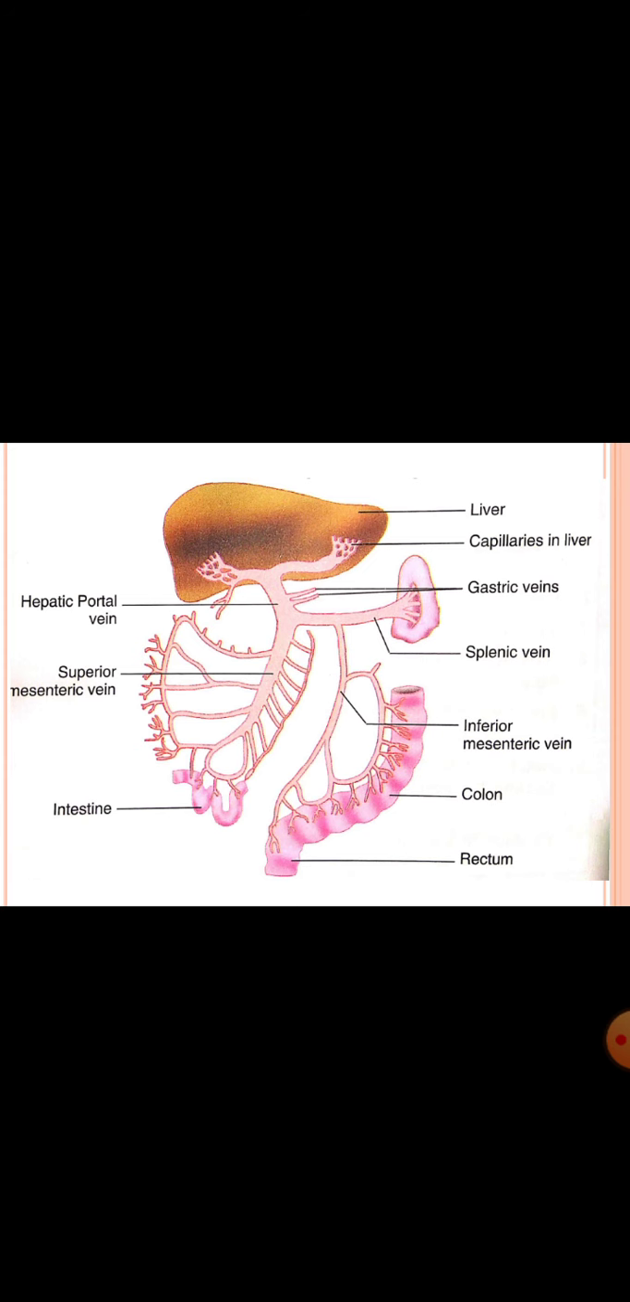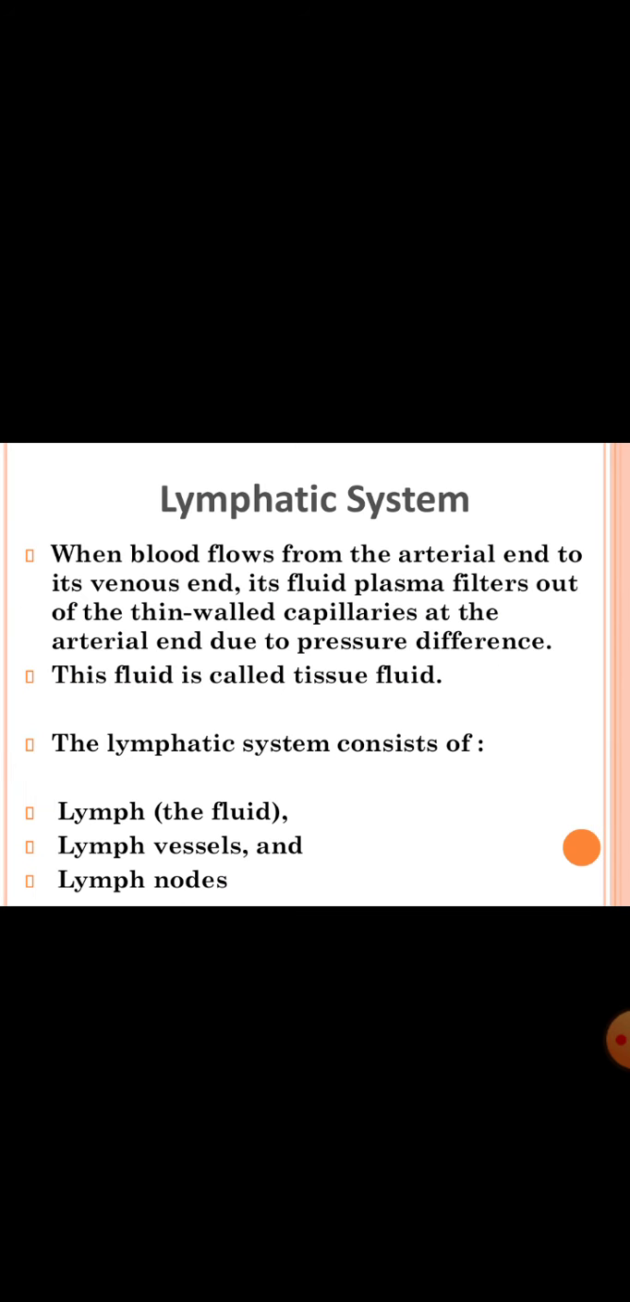The hepatic veins open in the upper part of the inferior vena cava and finally into the right ventricle, and in doing so the digested food collected by blood from the intestine is received by hepatic cells for storage and metabolism. Clear? Now the next topic is the lymphatic system.